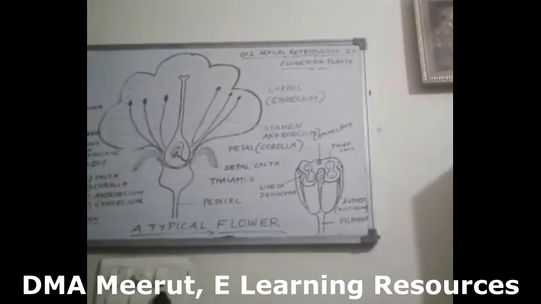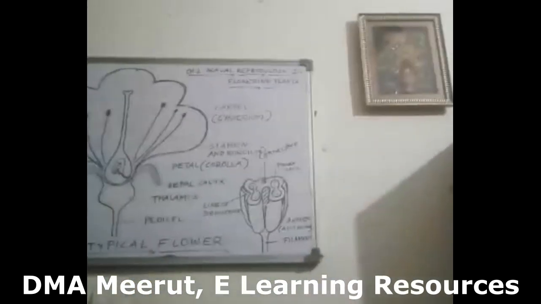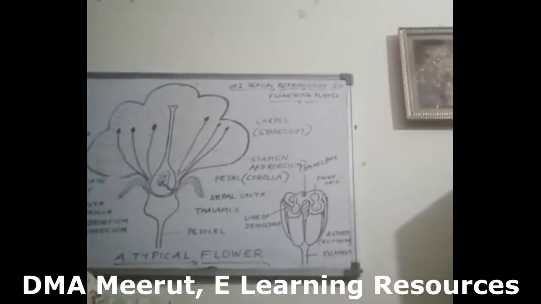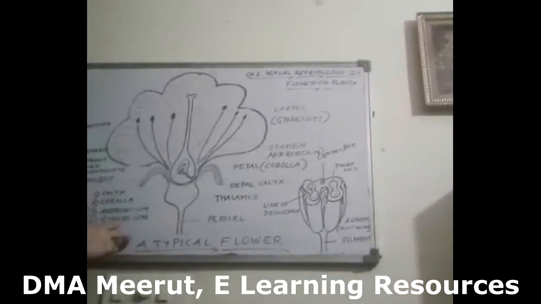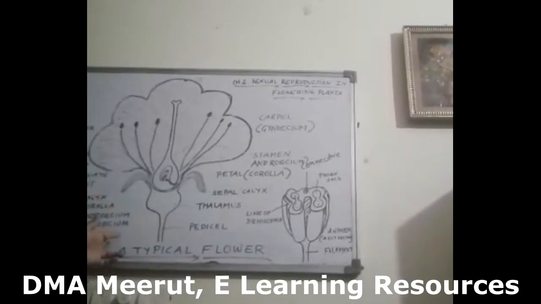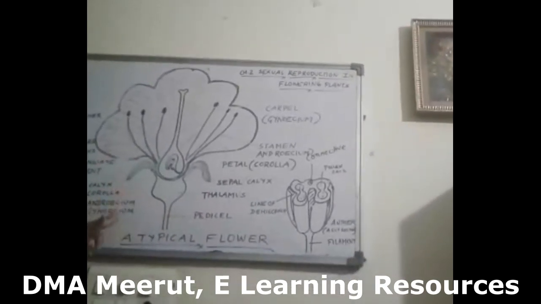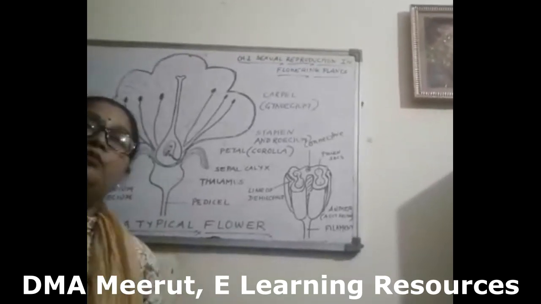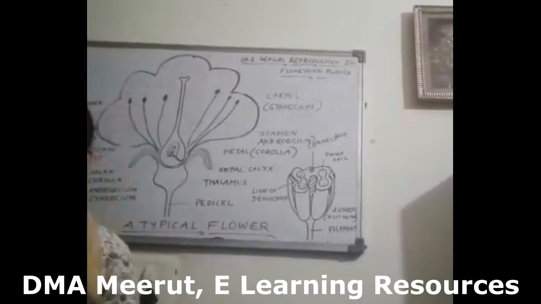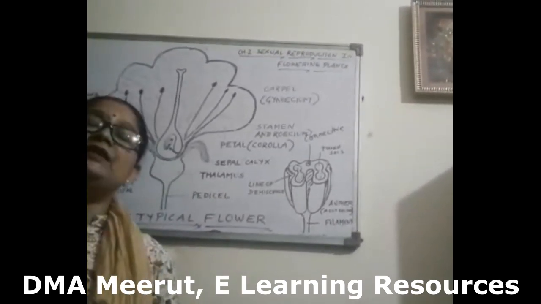So China rose is a complete flower which has all the four whorls. If we talk about incomplete flower, an incomplete flower may not have one of the appendages, especially, they have either male reproductive part or female reproductive part. If a flower has only female reproductive part, then we call it pistillate, and if it has only male reproductive part, then we call it staminate.